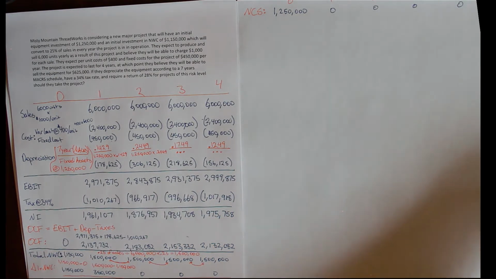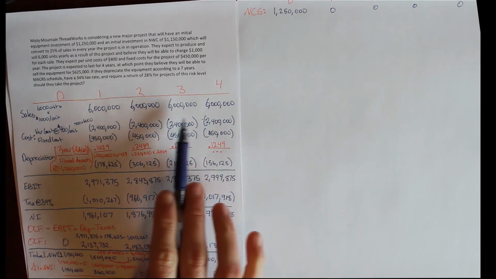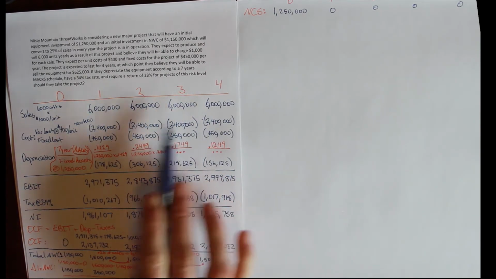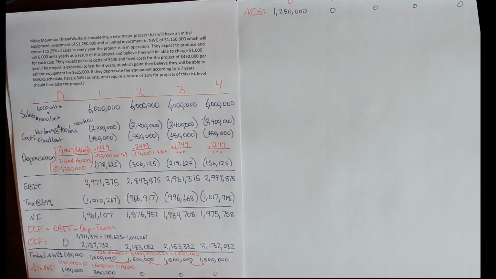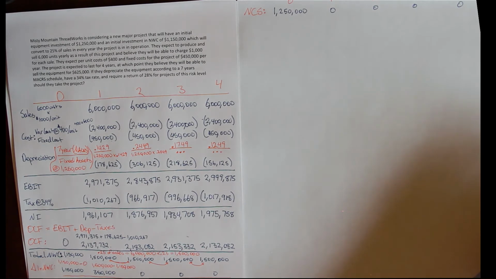But you could conceive of a project where we have increasing sales, and because we have increasing sales, eventually we hit a point where we can't produce the number of units that we need with the equipment that we have, so we've got to buy more equipment and increase our net capital spending over time. But in this project, I have no additional spending here.